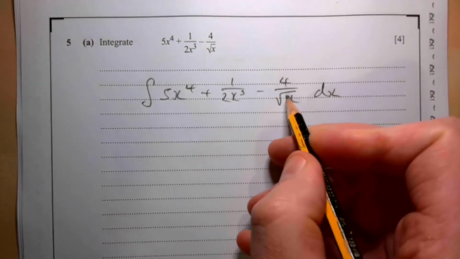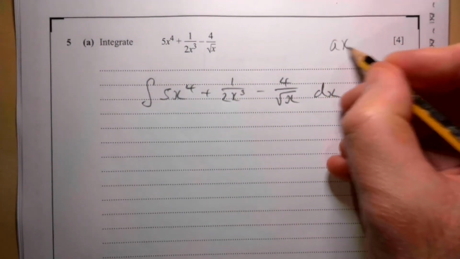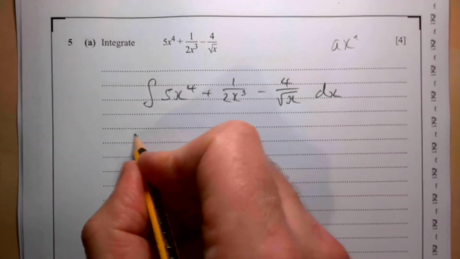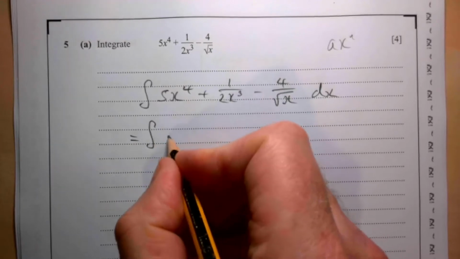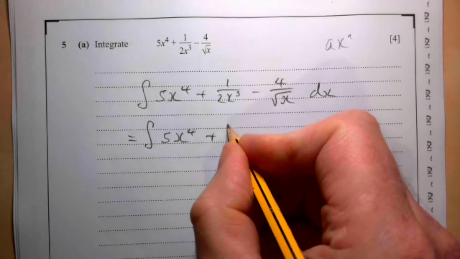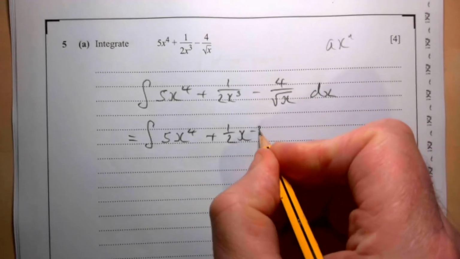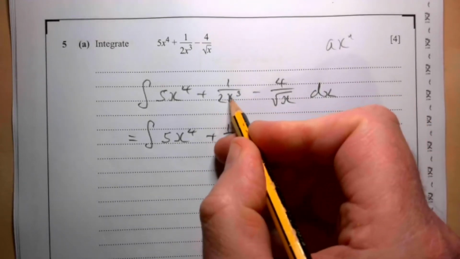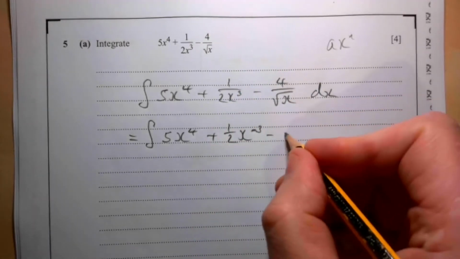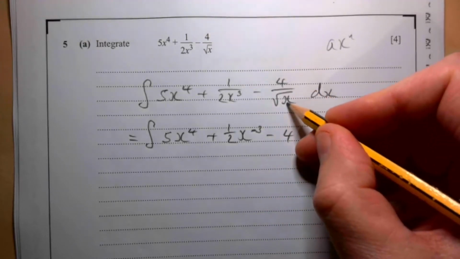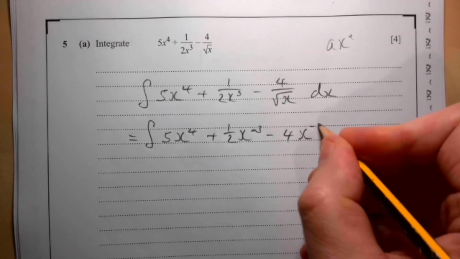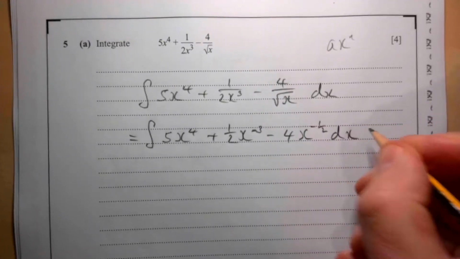These are not in a state to integrate yet because we want to try and get it in the form ax to the power of n. So it's a wee bit of indices manipulation that we need to do before we do this. So rearranging then, the 5x to the power of 4 is grand. 5x to the power of 4 plus, just be careful here, a half x to the minus 3. That 2 does stay in the bottom, so it comes up as a 2x to the minus 3, and we have that. And then we're going to have minus 4. So that's x to the power of a half, and if I bring it up to the top, it's going to be x to the minus a half dx.